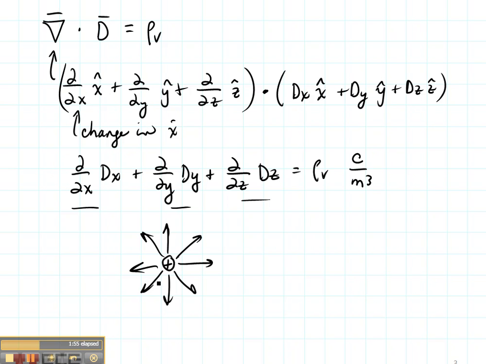Normally the way we apply this form of Gauss's law is to be given the electric flux density and then calculate the volume charge. The other thing that we might do is know the volume charge and be able to calculate the electric flux density.